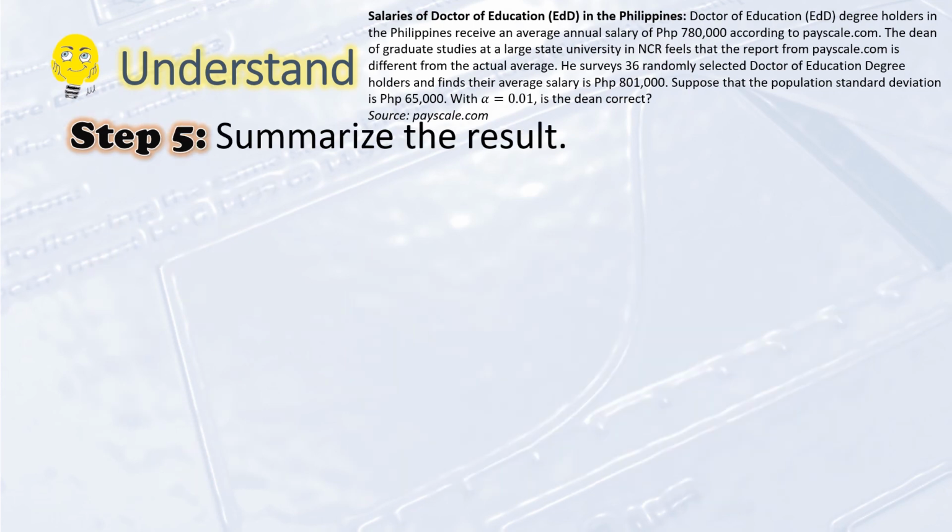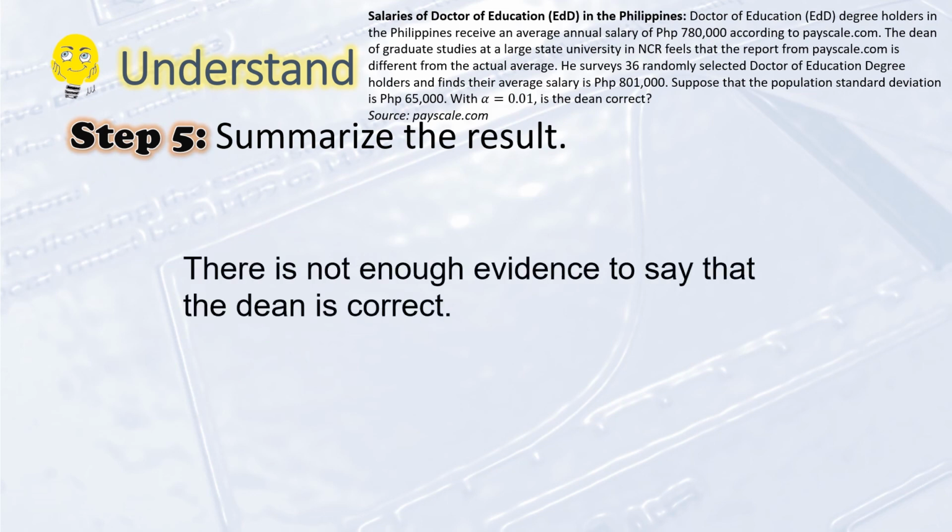To summarize the result, from the claim and from step number 4, we say there is not enough evidence to say that the dean is correct.